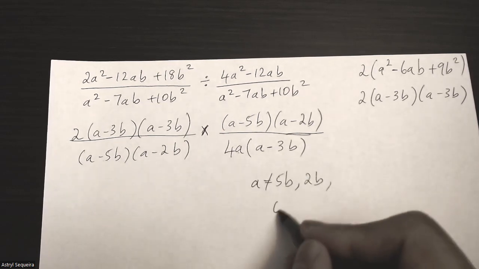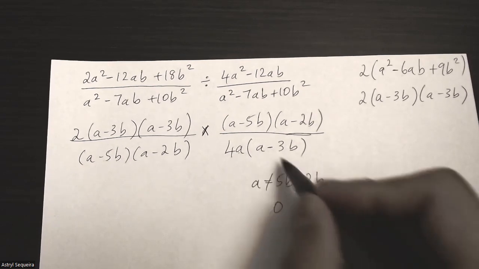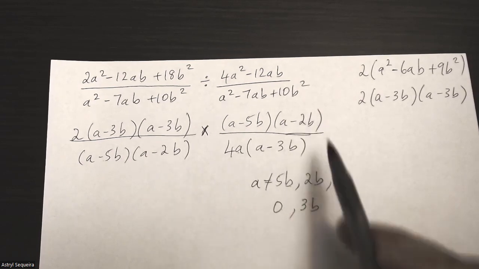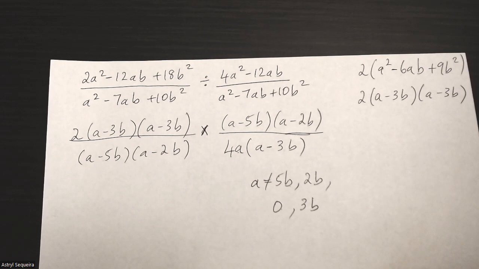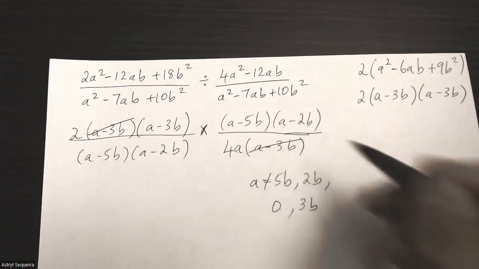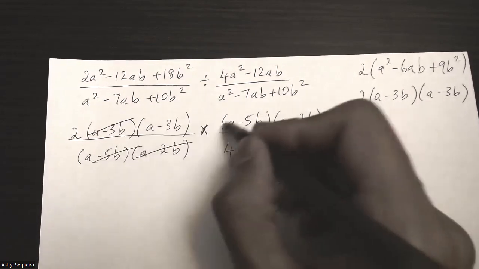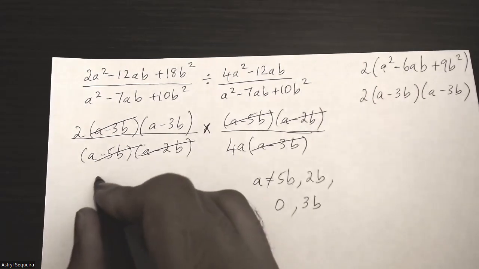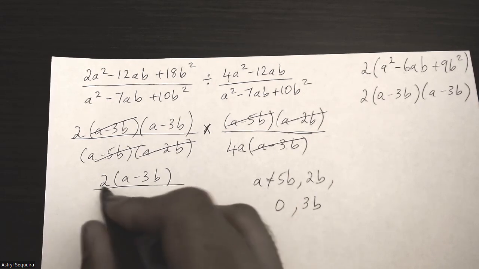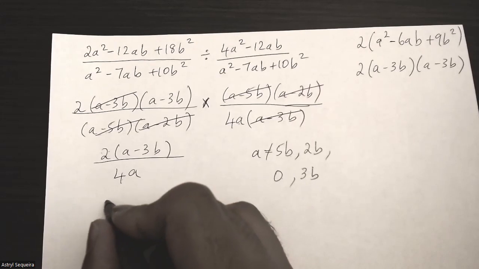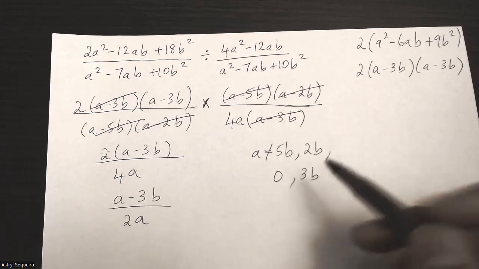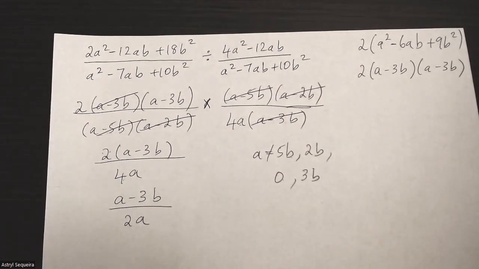Over here, a cannot be 0. If you ever have a common factor of a, it's 0. This one here, it's 3b. For this one, it's 5b, which is already there. And for this one, it's 2b, which is already here, so I don't need to state them again. Now I can simplify, so we can cancel that and cancel those. So I'm left with 2 times a minus 3b divided by 4a, and 2 over 4 can simplify to 1 over 2. So my final answer is a minus 3b divided by 2a, and these are my restrictions.